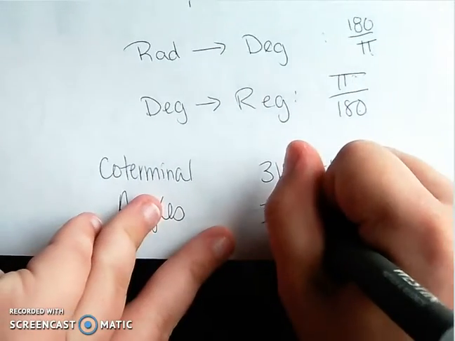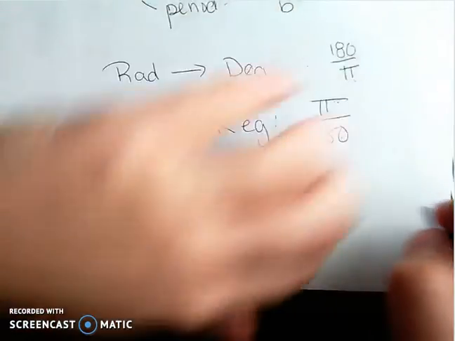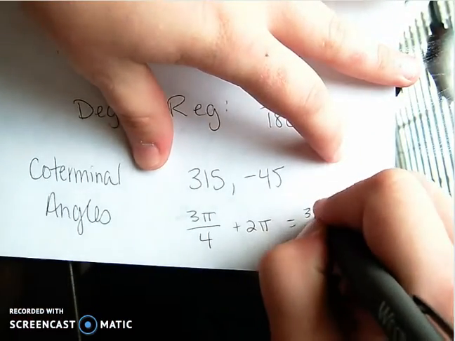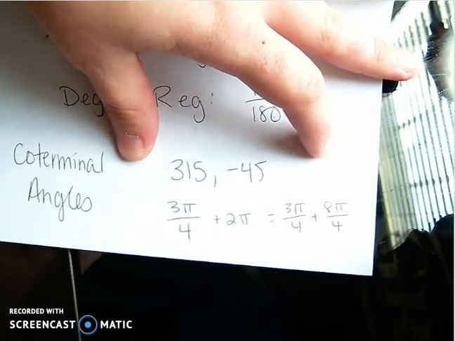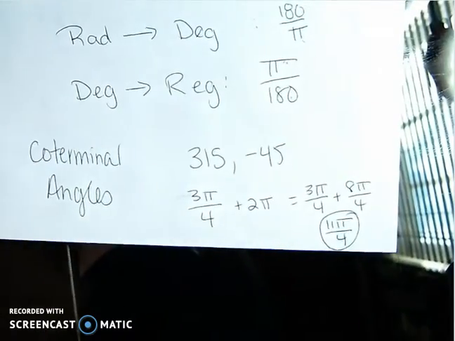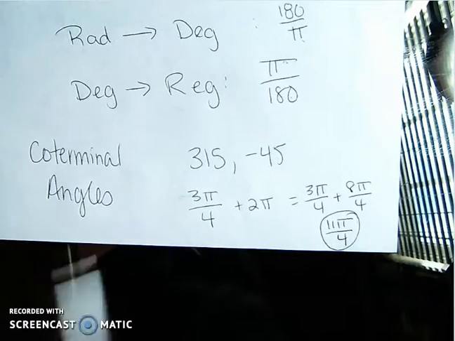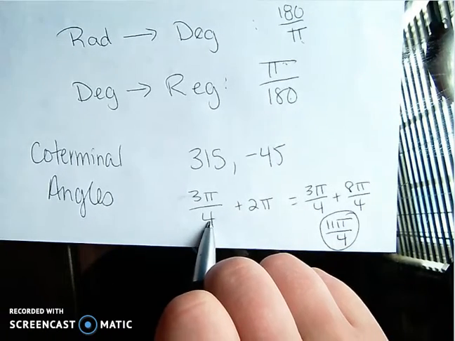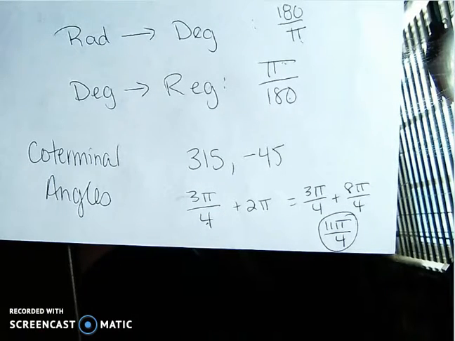So I could just simply add 2 pi to this equation, which is the same as saying 3 pi over 4 plus 8 pi over 4, right? So 11 pi over 4 is a coterminal angle. If you are uncomfortable with this because of the fractions, convert this to degrees, add the 360, and then convert it back to radians. It'll take you a couple extra seconds, but it will still get you the exact same answer.